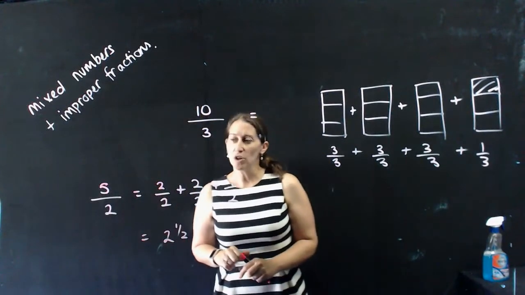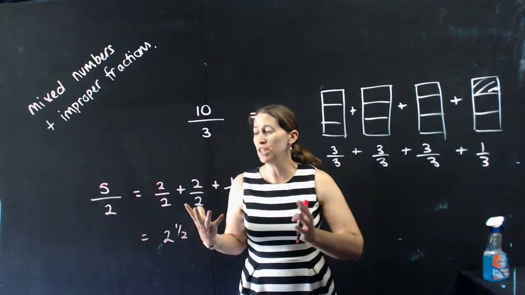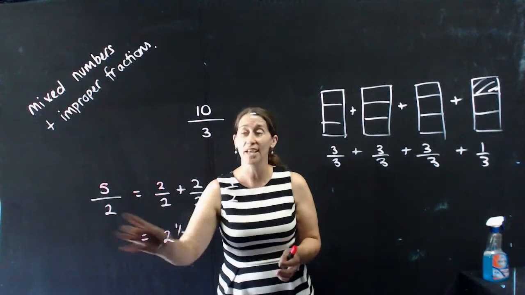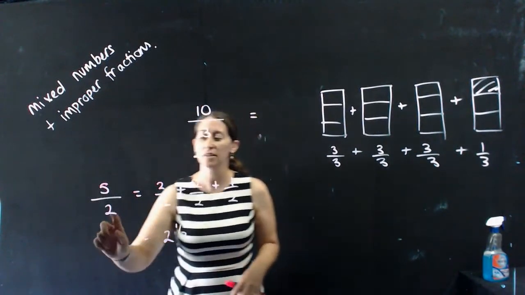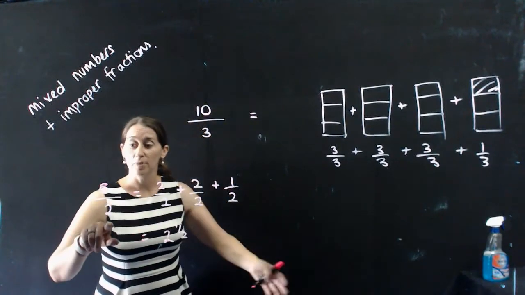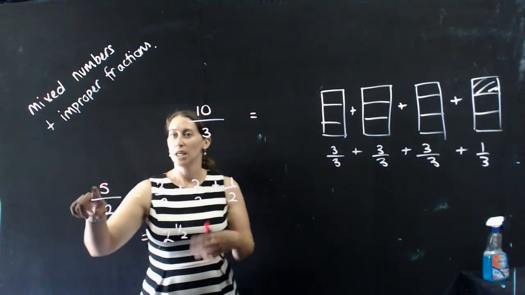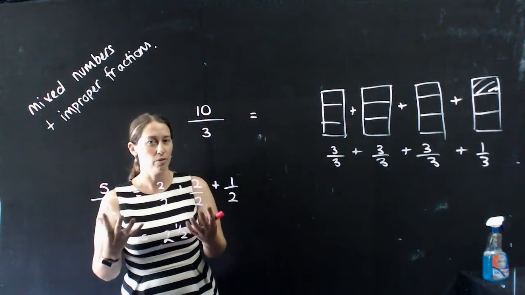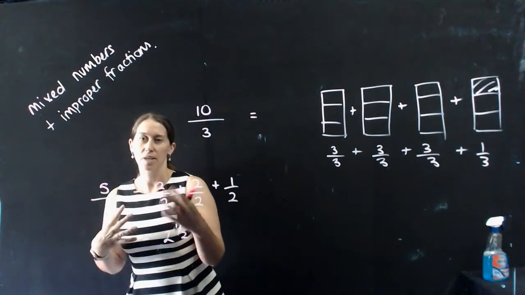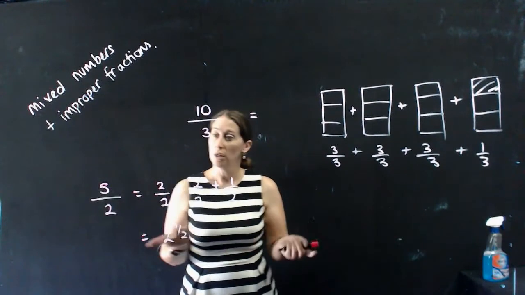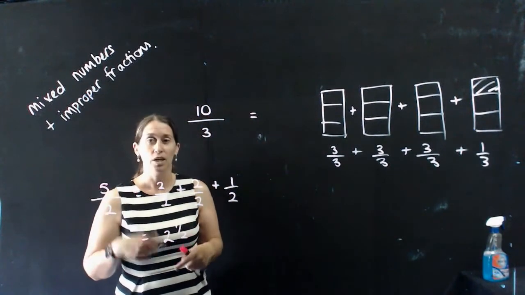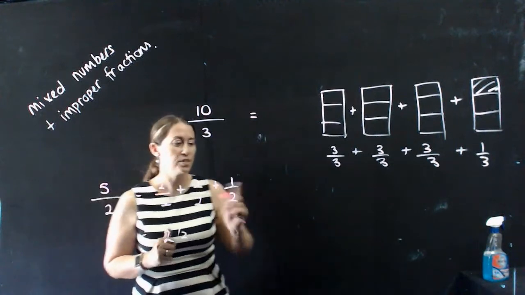So how do you do this quickly? Well, you have to know your 2 times tables in this case, or in this case you have to know your 3 times table. The denominator tells us what times table it's going to be in, and you just work out how many 2s can I get into 5, apologies. So you're saying 2, 4, I can get 2 whole, and 1 left over.